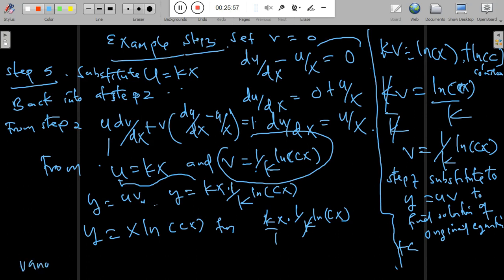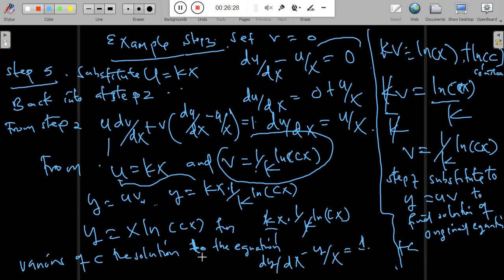So from this function, this is the way we solve a first order differential equation. So y is equal to x ln cx is a solution to the original equation that we had, that is dy over dx minus y over x is equal to 1. So I beg you to go slowly through the video from the starting point up to the end, so as you can mark all the points that you have taken for better understanding.